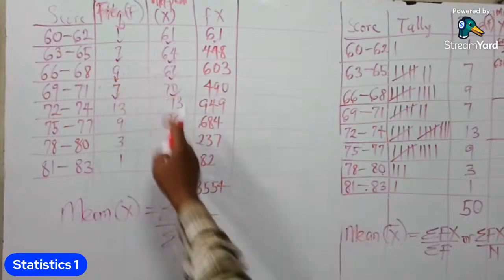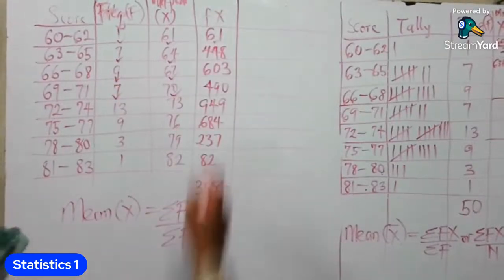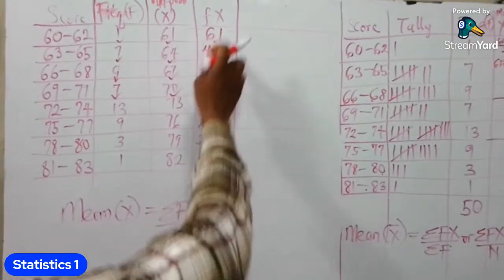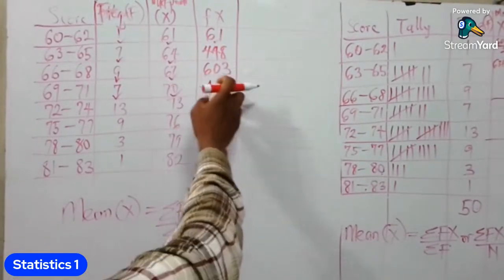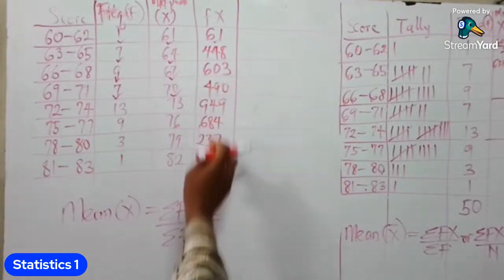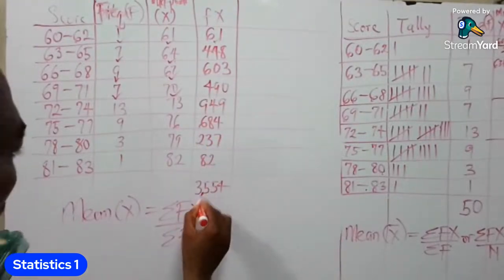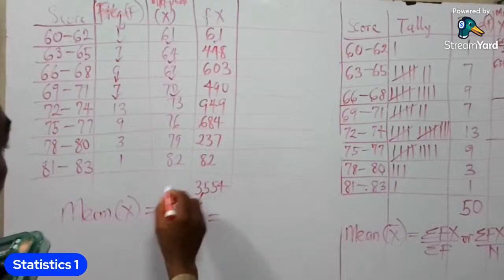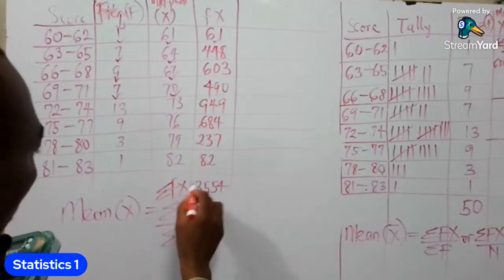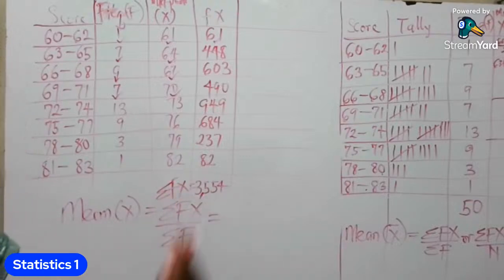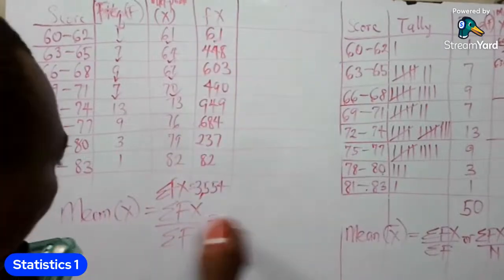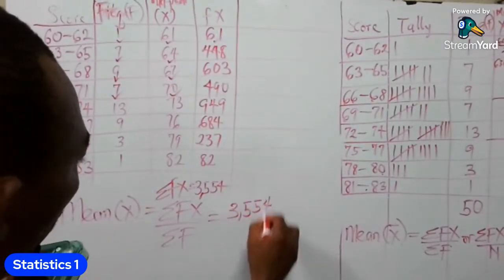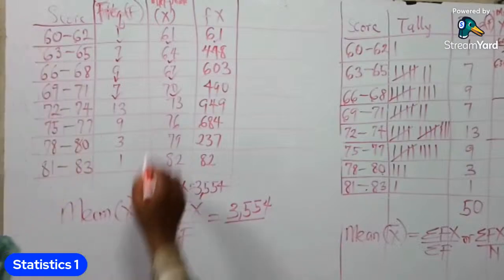Once you multiply this together, it's going to give you this, and you are going to add everything you have here together. So when you add 61 plus 448 plus 603 plus 490, you add everything together, it's going to give you 3,554. So this 3,554 is your summation fx. It's the addition of fx. So that is going to give you 3,554 to be divided by summation f.